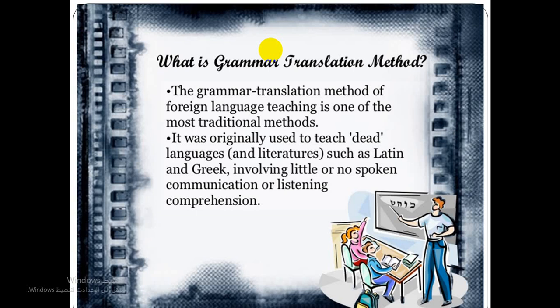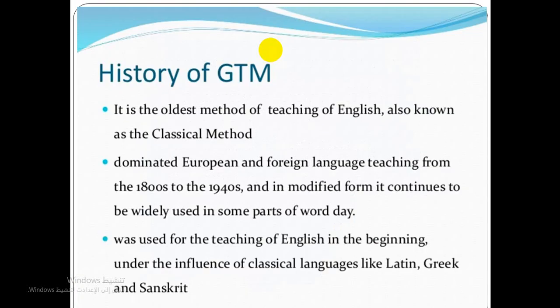What is the grammar translation method? The definition of the grammar translation method. The grammar translation method of foreign language teaching is one of the most traditional methods. It was originally used to teach dead languages and literature, such as Latin and Greek, involving little or no spoken communication or listening comprehension.